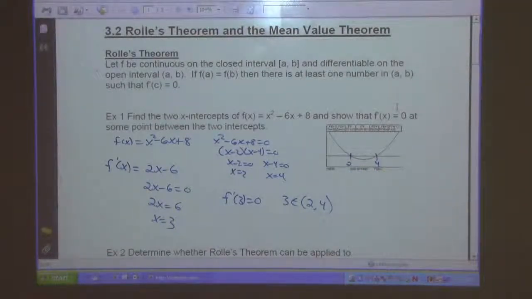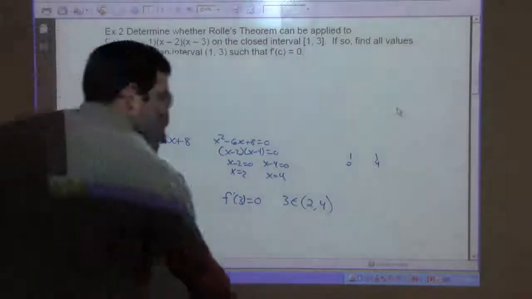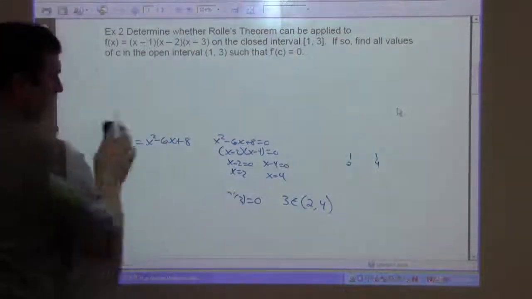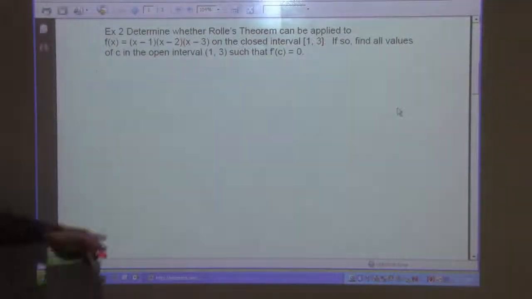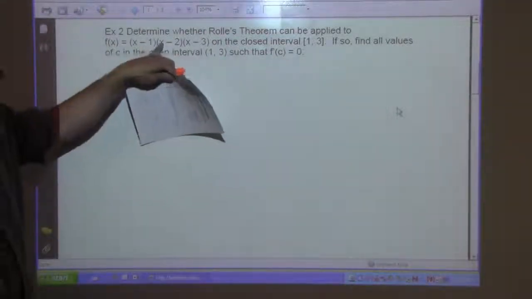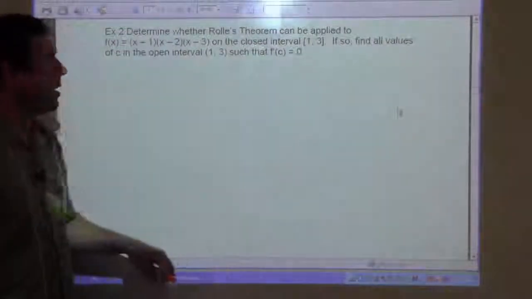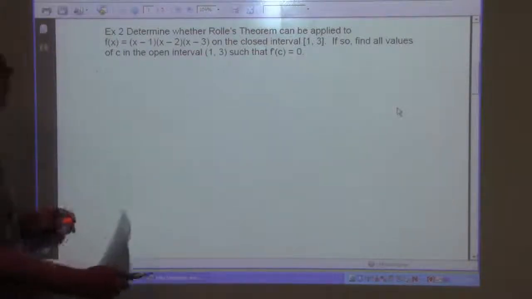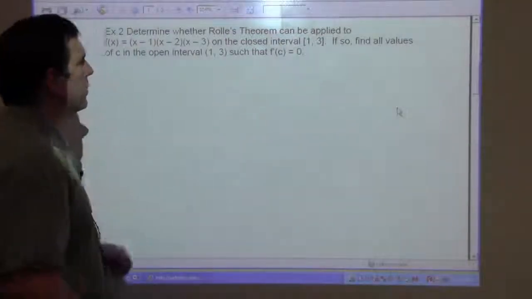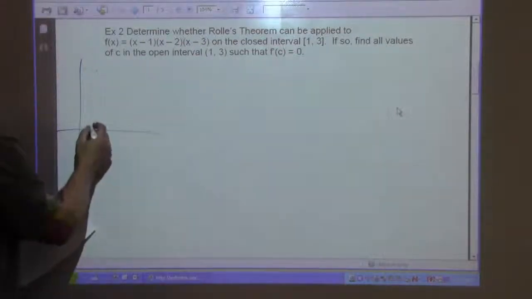Okay, I'm going to go on to example 2 now. Determine whether Rolle's theorem can be applied to f of x equals x minus 1 times x minus 2 times x minus 3 on the closed interval from 1 to 3. If so, find all the values of c in the open interval from 1 to 3 such that f prime of c equals 0.